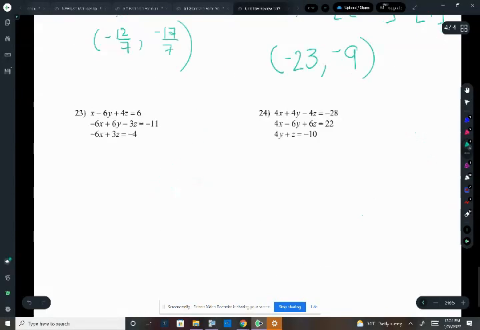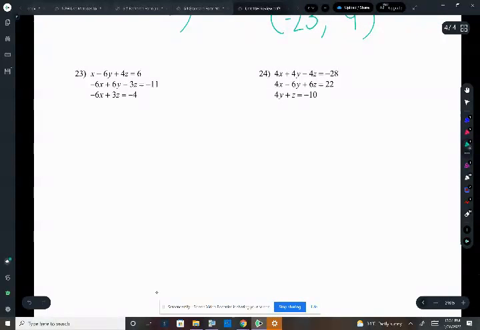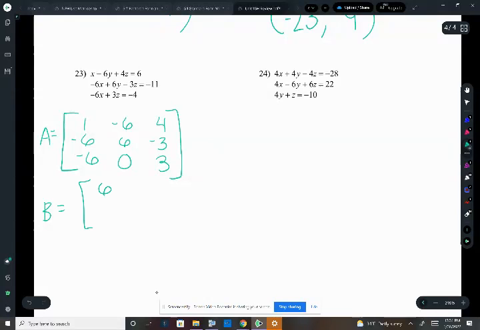All right. And then our last two problems, we're going to put those in. Our matrix A is going to be 1, negative 6, negative 6. Negative 6, 6, and 0, because you're missing the y part. 4, negative 3, 3. And then matrix B is going to be 6, negative 11, negative 4.